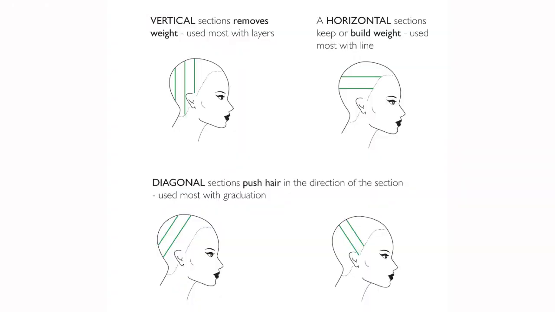Sectioning is like the roadmap which gets you through your haircut from A to Z. If you choose the correct sections for your technique, you will get through your haircut very easily and smoothly, and it will really feel like a pleasure to cut your client's hair.